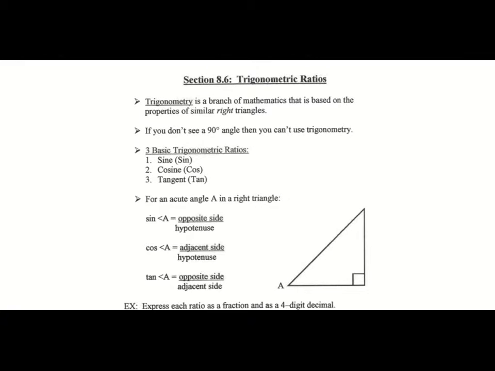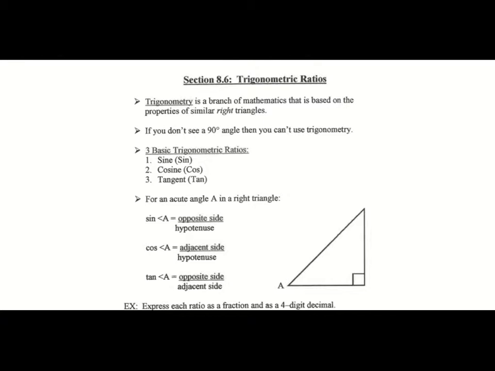In our next section, section 8.6, we're going to talk about trigonometric ratios. Trigonometry is a branch of mathematics that is based on the properties of similar right triangles. So in order to use all of this stuff we're going to talk about in trigonometry, you must have that 90-degree angle, that right triangle. So if you don't have that 90-degree angle, you can't use this information.